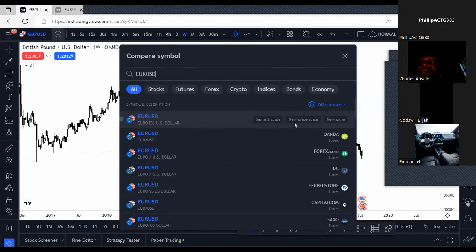Can we see that? New price scale, new pane. Are we seeing that? Are we seeing my cursor?